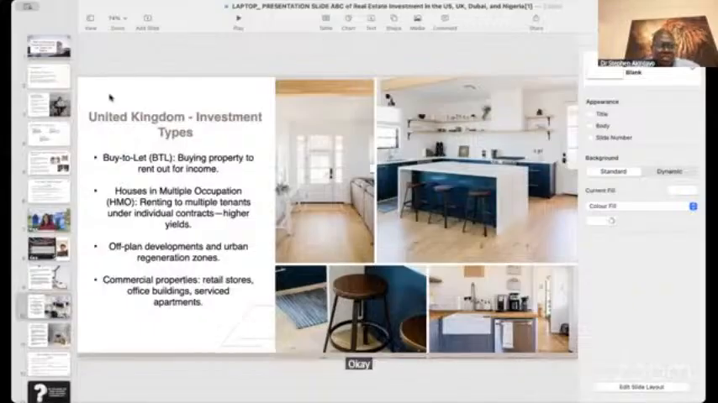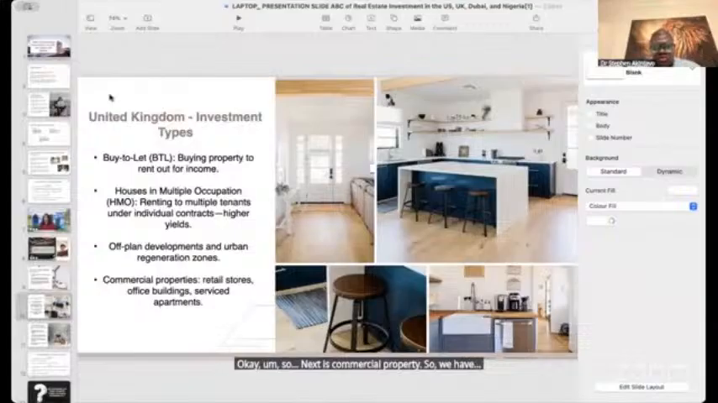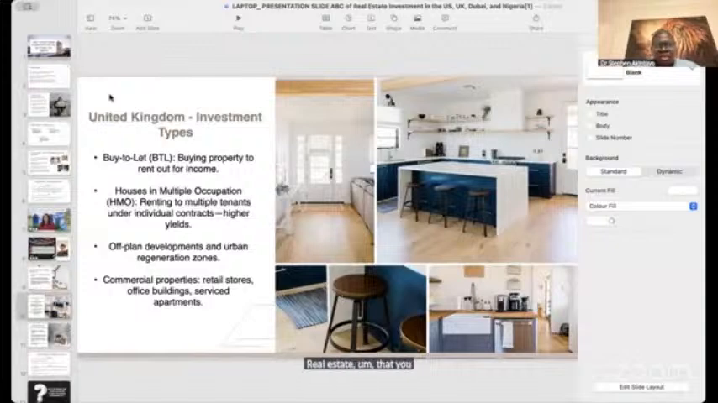Okay, so next is commercial property. So we have retail stores, office buildings, service apartments, right? This is the fourth type of real estate that you can do in the UK. So you can decide to say, I just want to do retail stores.